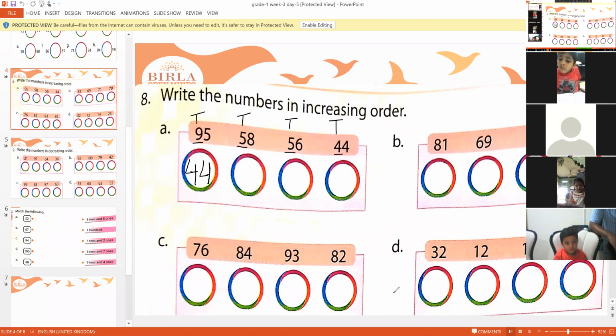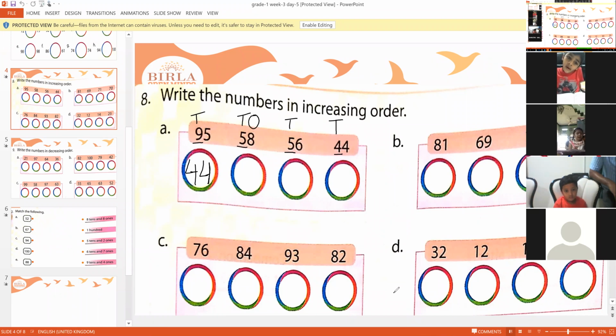So now you will move to the number in ones place. Here, if we talk about the number 58 in ones place, we have 8. And if we talk about the number 56 in ones place, we have 6. So now we have to compare number 8 and 6. And we know that 6 is always smaller than 8. So 56 is smaller than 58. So we will first write 56. And in the third circle, we will write 58.